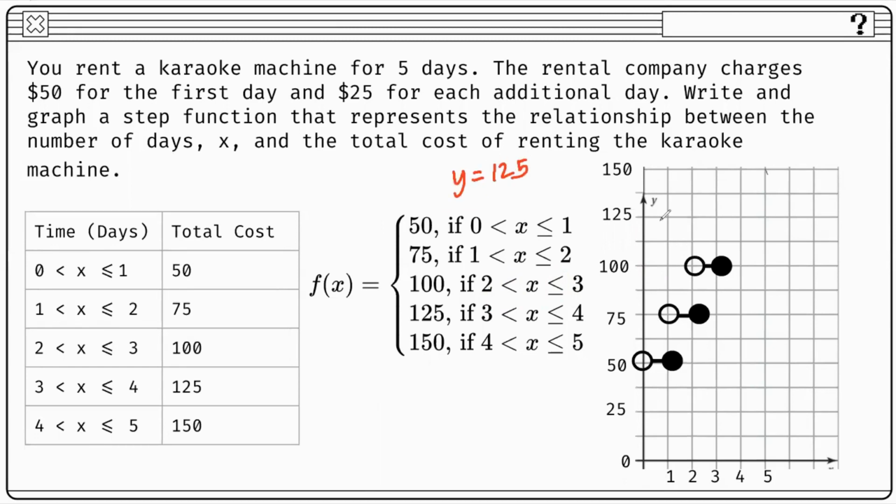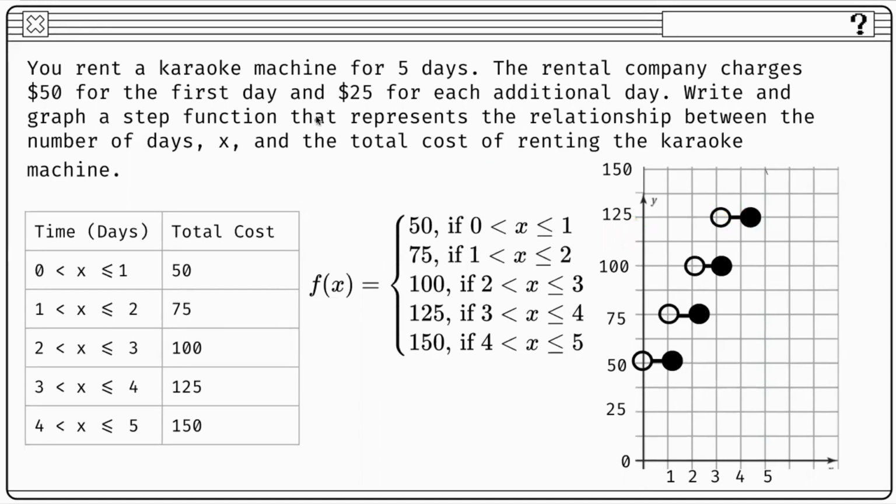Our horizontal line is going to be here at 125 on the y-axis, but we only want it when 3 is less than x is less than or equal to 4. So you want your open circle where x equals 3, so that would be right here. And then you want a closed circle where x is equal to 4. And once you apply your points, go ahead and connect them.